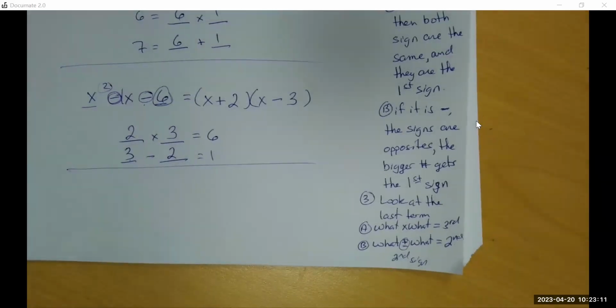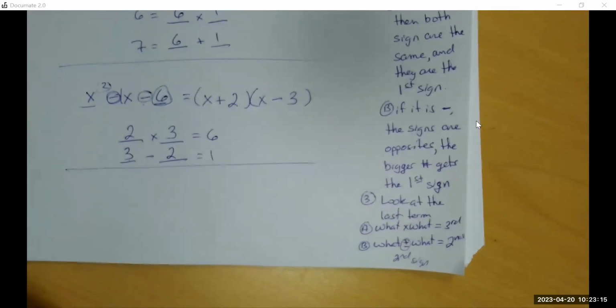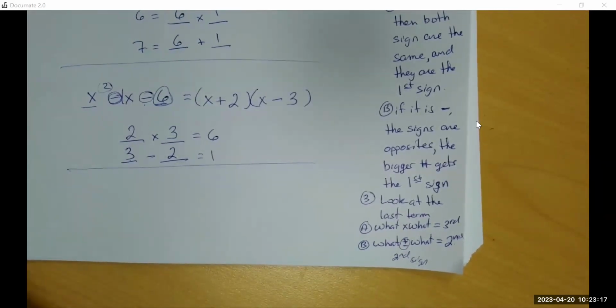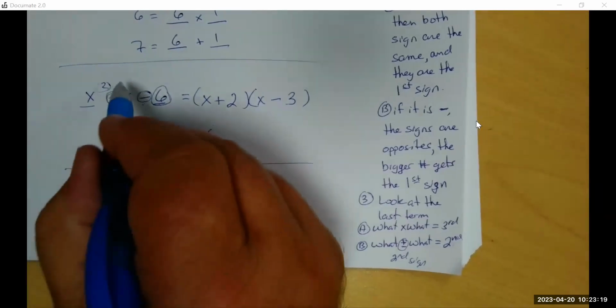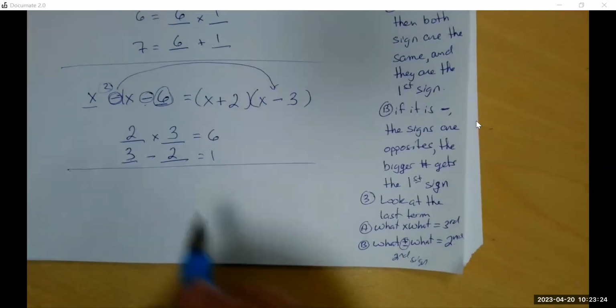That's what it means. Because you have two different signs in your parentheses, the bigger number gets that specific sign. So since that's minus, the bigger number gets that sign.